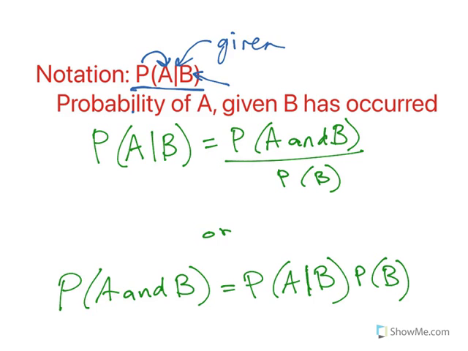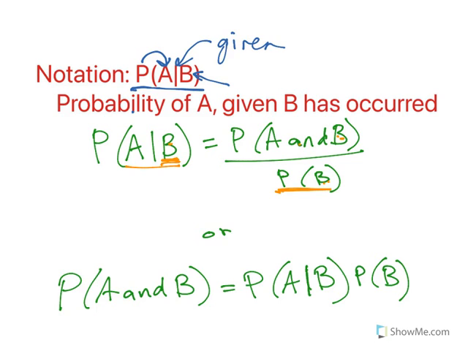Now look at this formula. Probability of A given B equals the probability of A and B. So A given B, A and B. And then in the denominator, I'm dividing by B. I'm dividing by the event that has been given. That's important to note, okay?